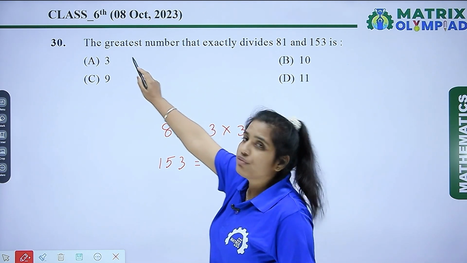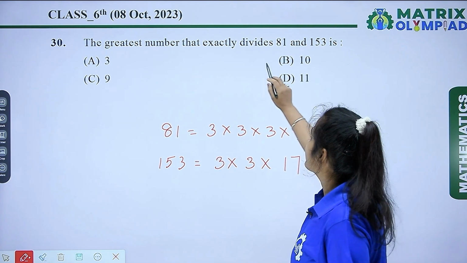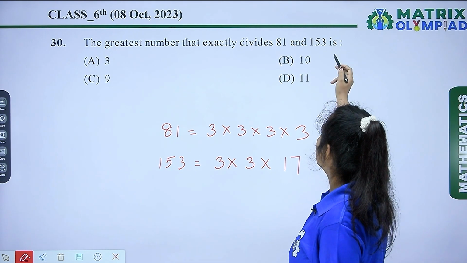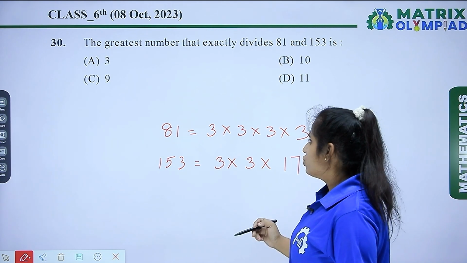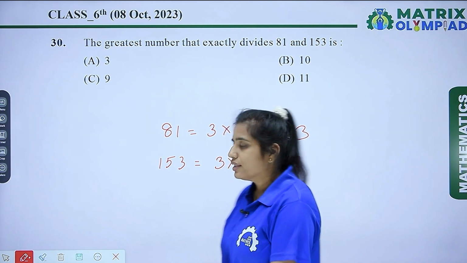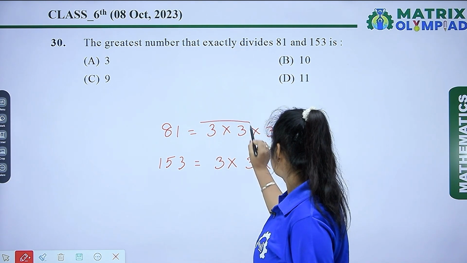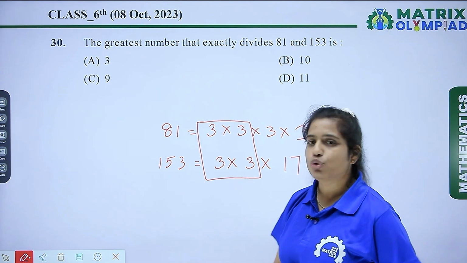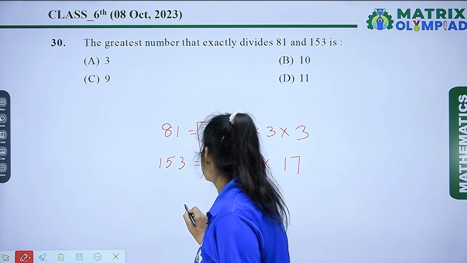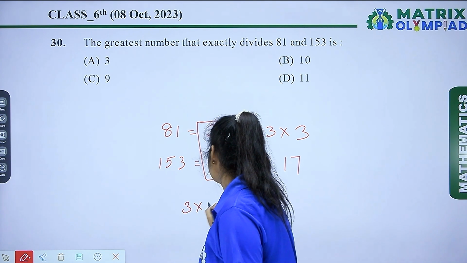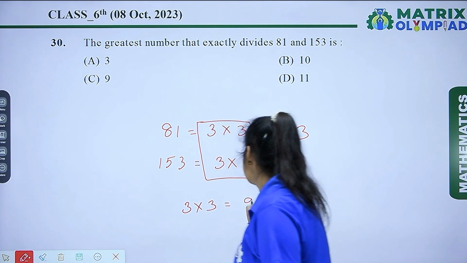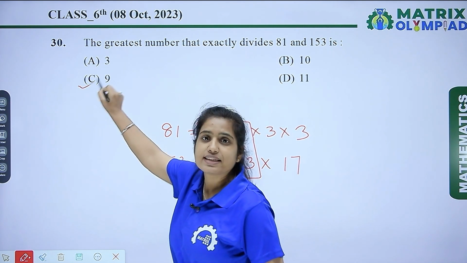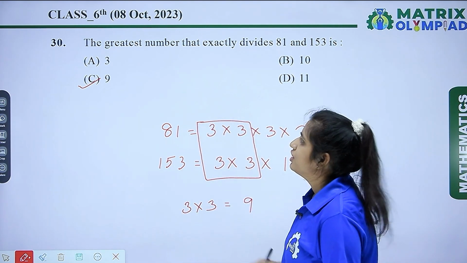So here we have to find out the greatest number that exactly divides 81 and 153. So here we have to find out the HCF. So here we are having these two numbers common in both. So here the common factor is 3 multiplied by 3 and that is 9. So here option C is the correct answer.